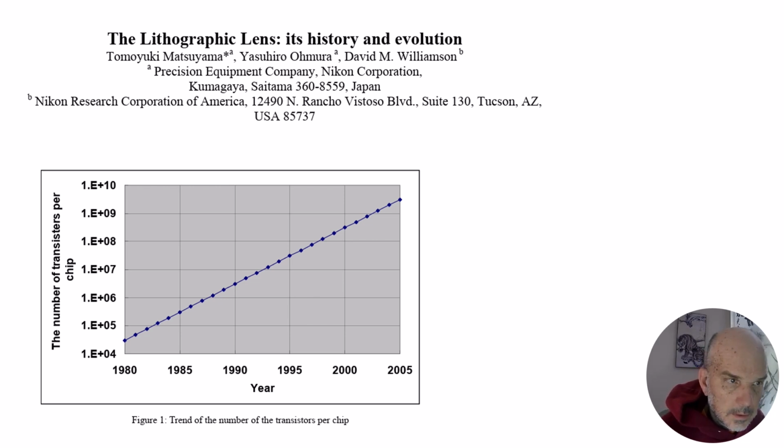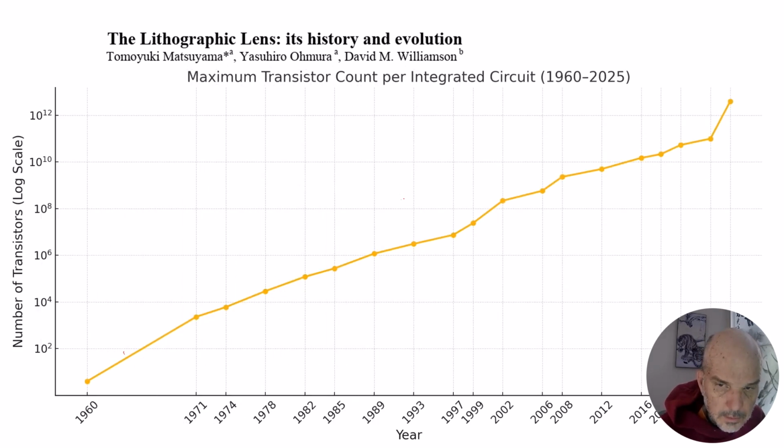So here's a paper from 2006 analyzing the history of lithographic projection lenses. And the need for more and more complex lenses comes from the growth in the number of transistors per chip. So from 1980 to 2005, you went from a few tens of thousands of transistors per chip up to more than 1 billion transistors per chip. This trend continued. Here's a plot continuing that trend up to 2025.